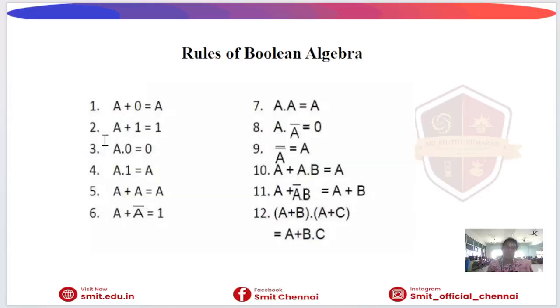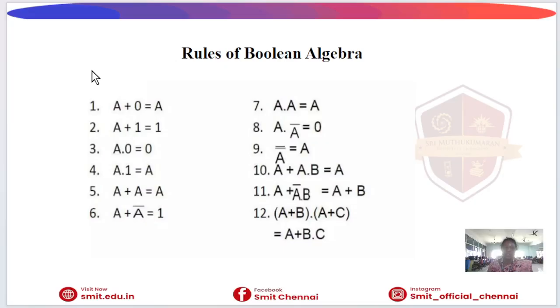A plus 0 is equal to A. This is the identity law. A plus 1 is equal to 1, A dot 0 is equal to 0, and A dot 1 is equal to A, A plus A equal to A. So these are the key rules: identity law, null law, complement law, idempotent law, absorption law, distributive law, associative law, commutative law. Without Boolean algebra, digital circuit design would be very difficult.